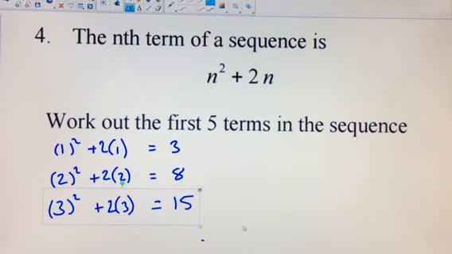And that's pretty much all the different ways that you're going to get asked questions about quadratic sequences and how to use the nth term of them.